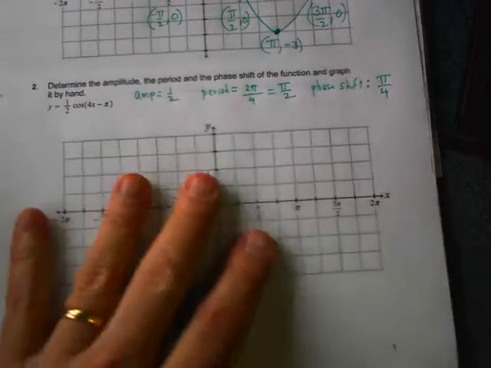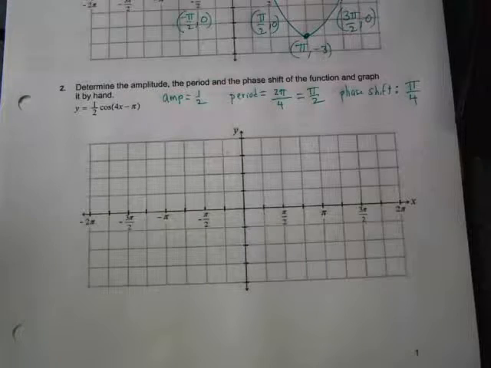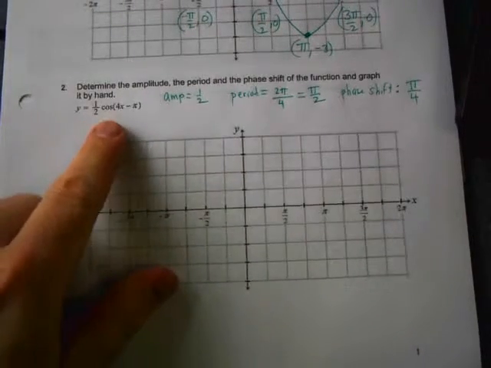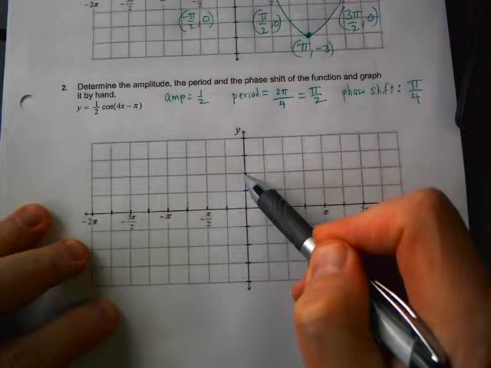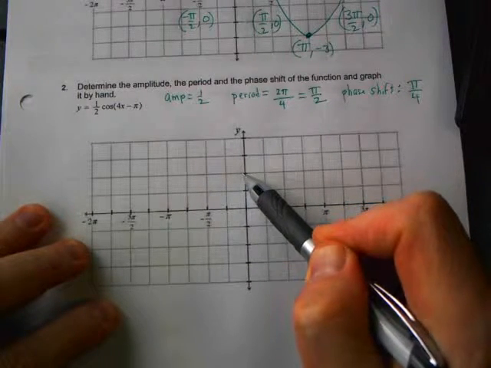And once again, how about a vertical shift up and down? We don't have one. And it didn't even ask for it, did it? Because there isn't one. All right. So normally, if I were to draw a cosine graph, if I just had y equals cosine x, normally I would start at the point 0, 1. Where am I going to start this graph?